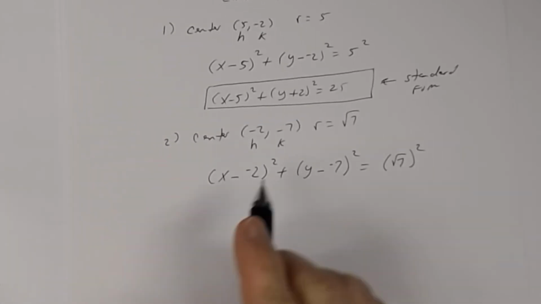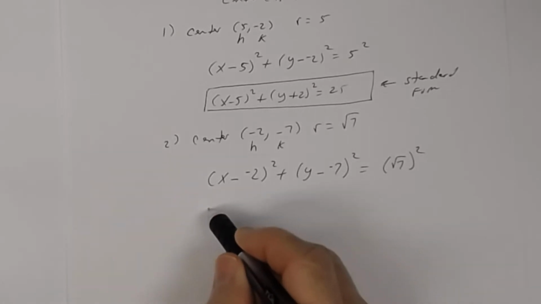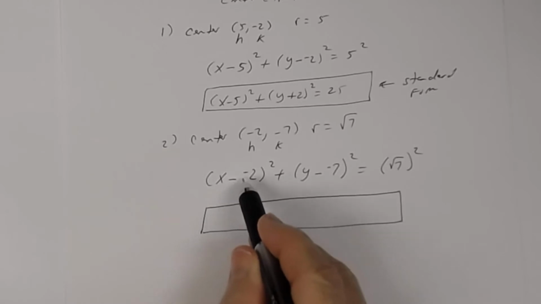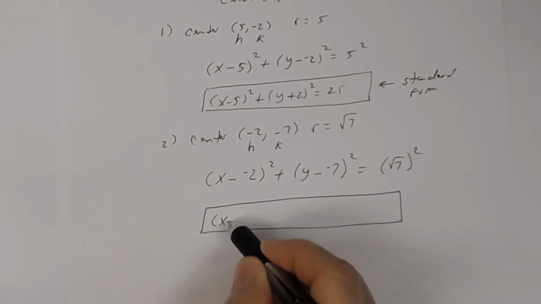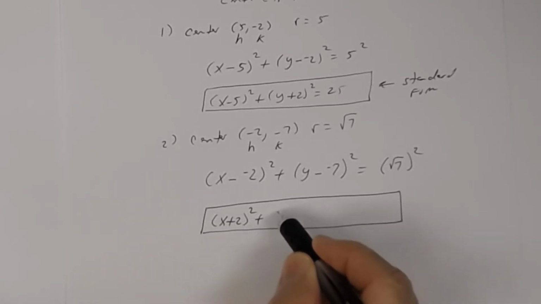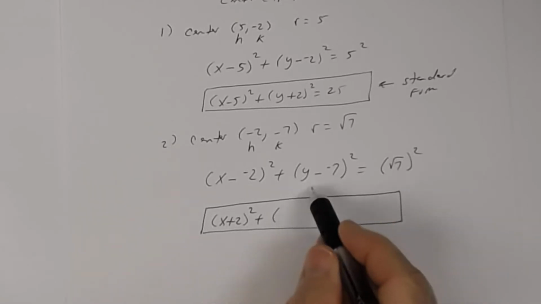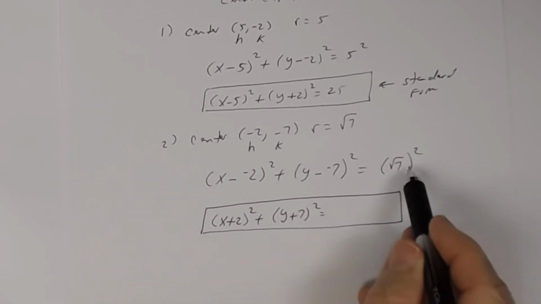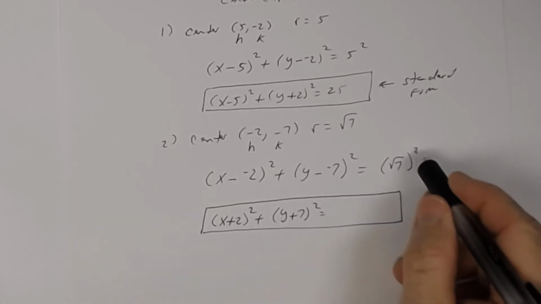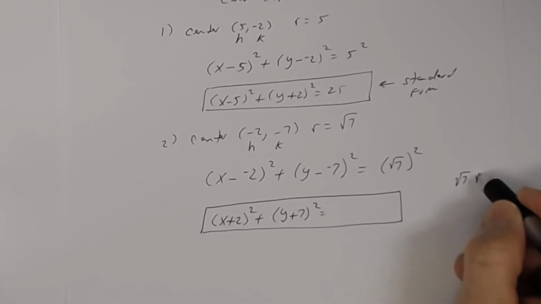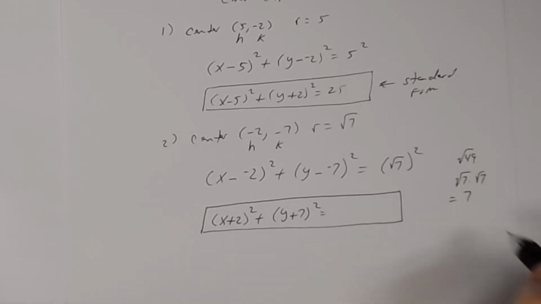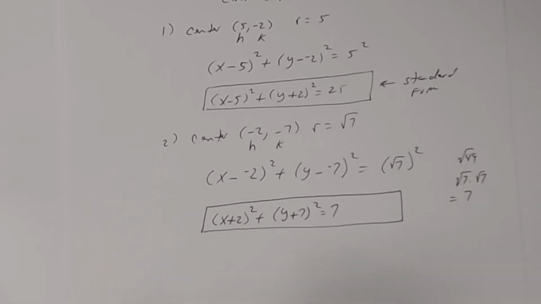Again, do not leave your answer like this. So the answer you will give will be this. So you will say x subtract the negative 2 means (x plus 2) squared, plus, and then y subtract negative 7 becomes y plus 7, so we get (y plus 7) squared. And you have to know that the square root of 7 squared means the square root of 7 times the square root of 7, which is just 7. Remember, it's the square root of 49, right? Which is just 7. And so that's it. That's your answer.